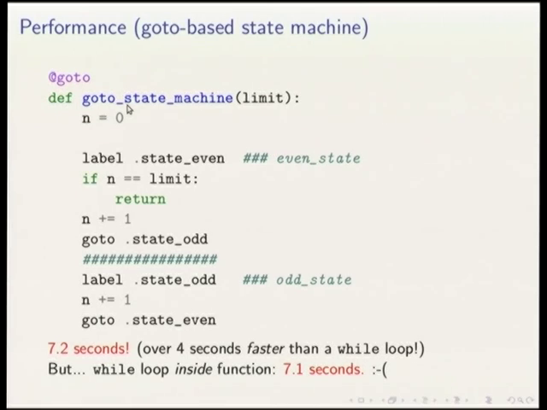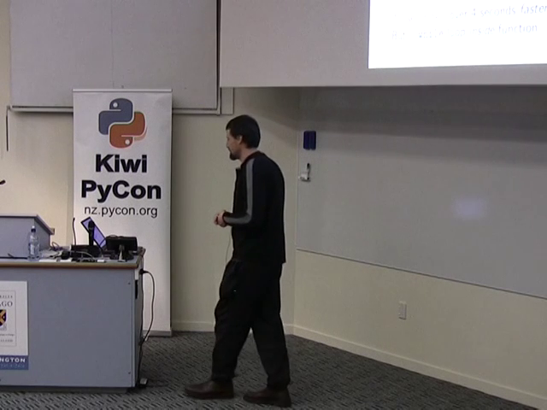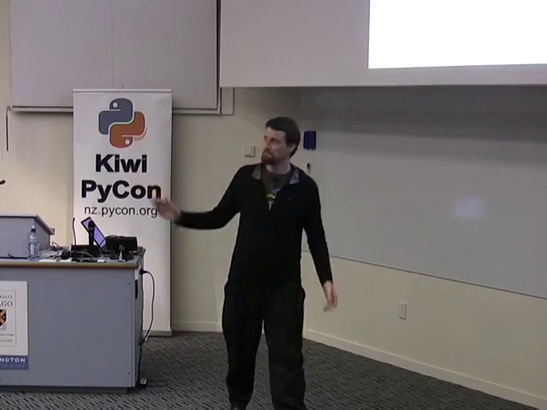But in any case, this result's pretty good, 7.2 seconds versus 7.1. If you look at the bytecode, it's pretty similar anyway. And that is the Goto module. Any questions?